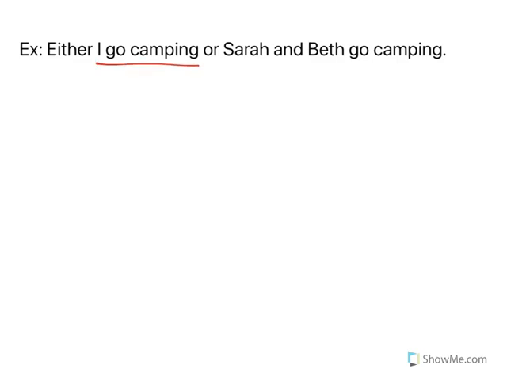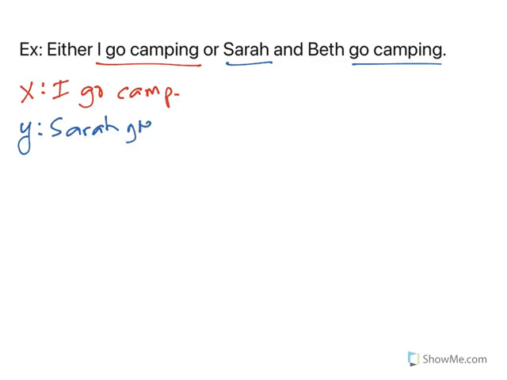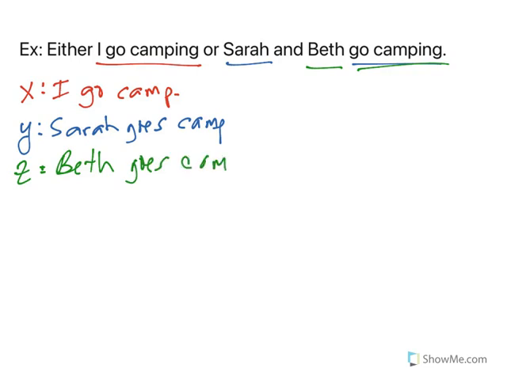So let's say first, I go camping. Let's make that X. X is I go camping. And then we have Sarah goes camping. So let's make her Y. And we have Beth going camping. So let's make her Z. Okay, so we have I, Sarah, and Beth all going camping. Now in this case, there are three things. We're going to get to that truth table in a minute. But what does this mean symbolically?